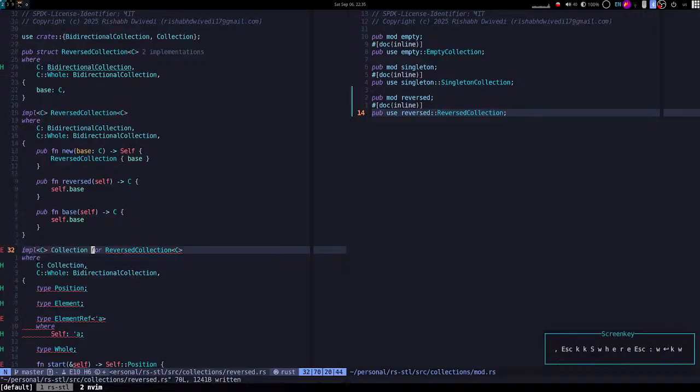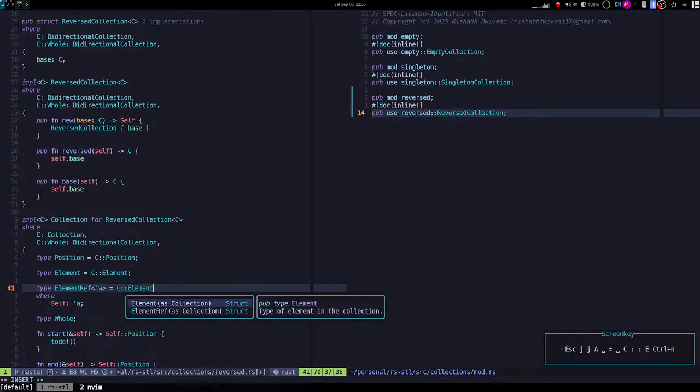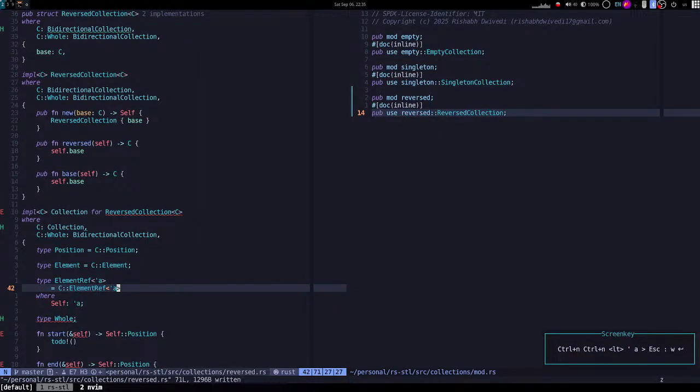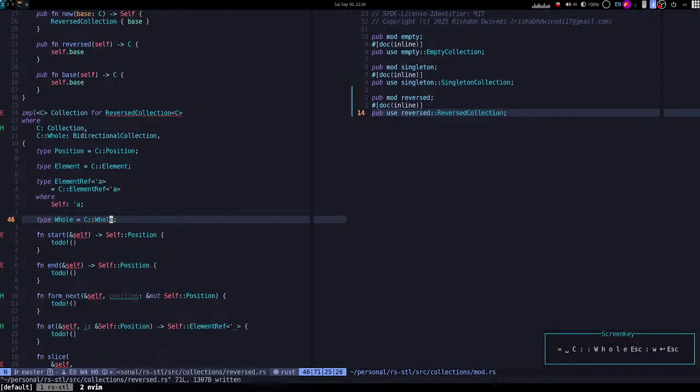where... okay, the trait BidirectionalCollection is not satisfied. So yeah, wow. Type Position is nothing but C's Position, Element is nothing but C's Element, right? ElementRef is nothing but C's ElementRef of A, right? Whole is nothing but the whole thing of... oh, whole is this thing?